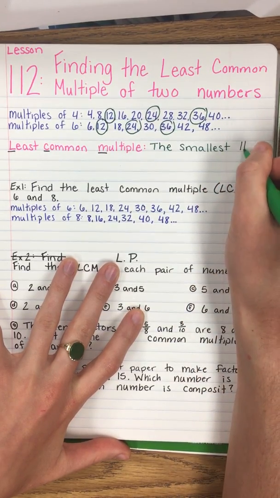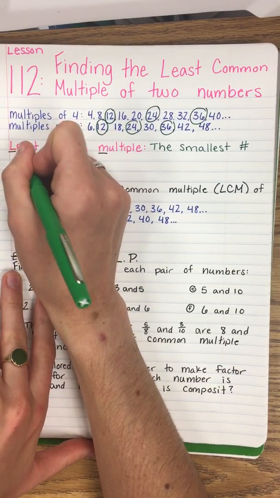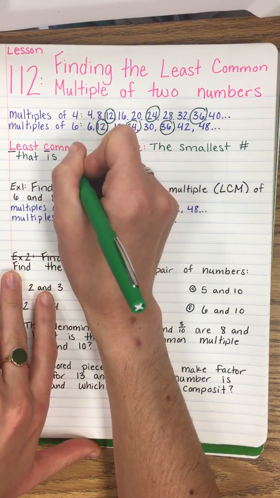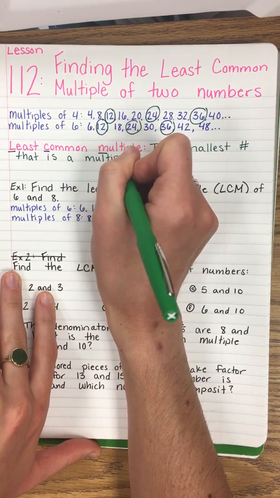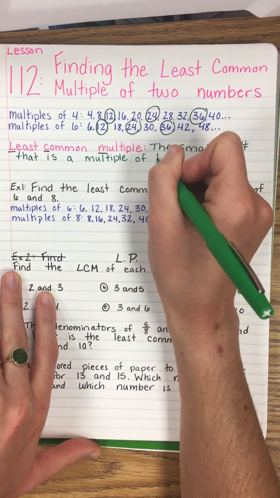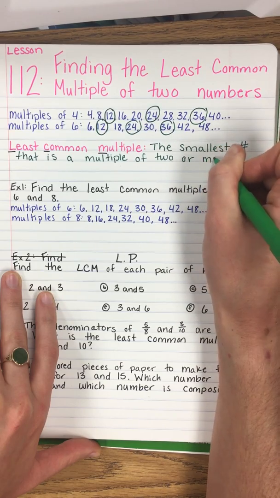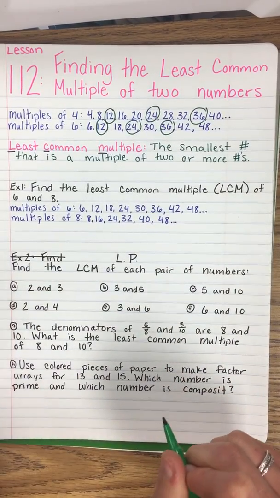number that is a multiple of 2 or more numbers. It's called the least common multiple.